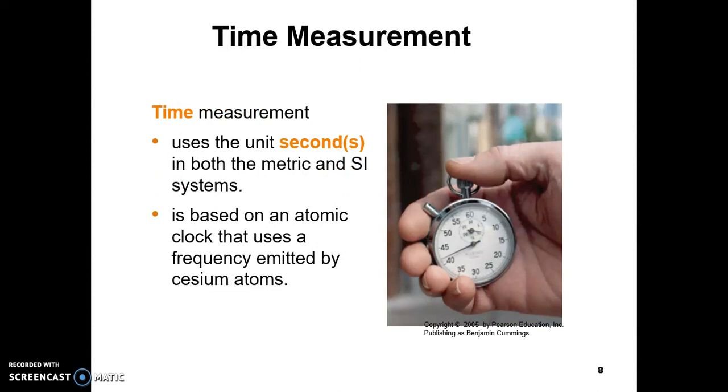Time. The unit used for time in our labs will be seconds because it's the metric system. It's based on an atomic clock that uses a frequency emitted by cesium atoms. If we do chemistry, you will see that cesium is one of the elements in the periodic table.